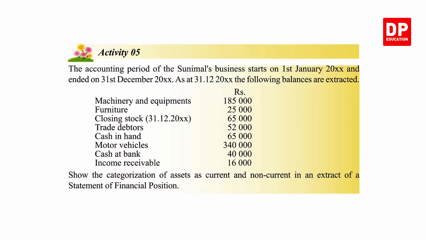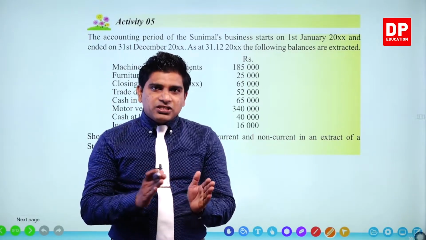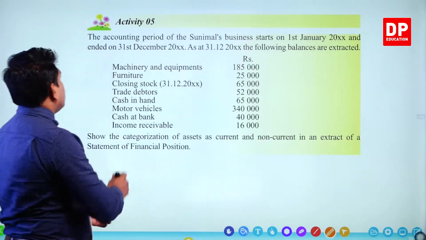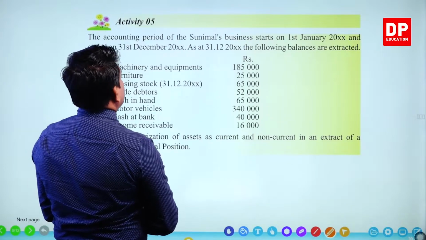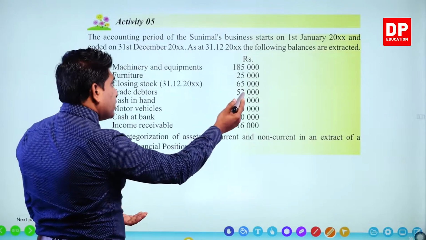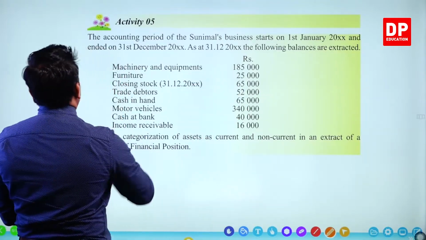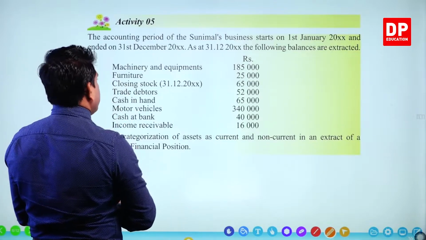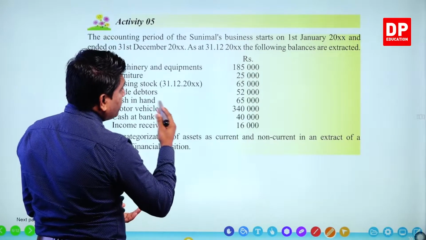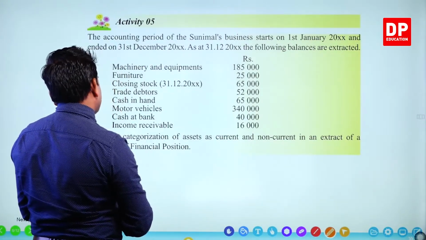Now next we go to your textbook activity, right? I think you all have the textbook. Turn to activity 5, under the statement of financial position lesson. Then we'll do the activity. The accounting period of Sunimal's business starts on 1st January 2020 and ended 31st December 2020. As at 31st December 2020, the following balances are extracted.